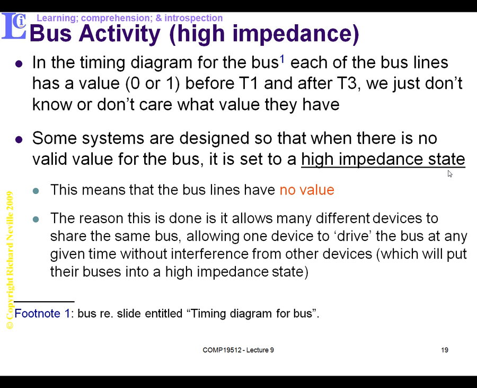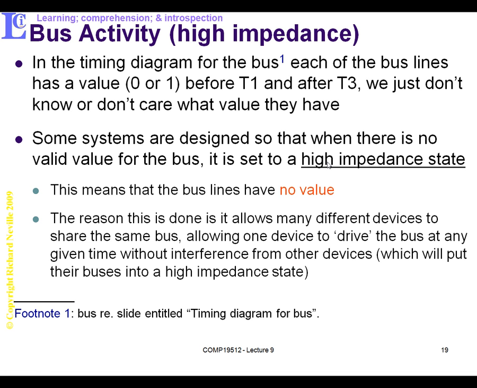Start with state. That is a bit like level. It says, is it a high or a low? And impedance is this idea of resistance to flow, because impedance is related to resistance. And high means, well, it's actually a very high value that doesn't take much current.